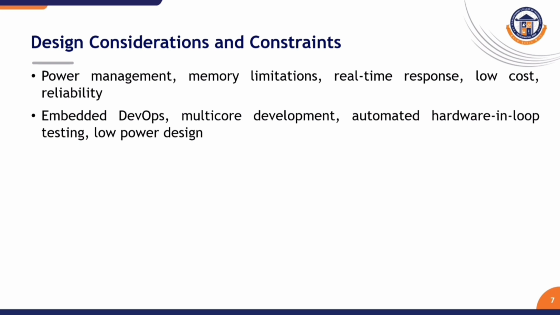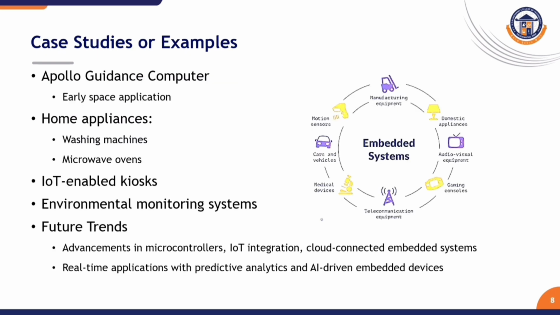Next, we are going to discuss case studies and future trends of embedded systems. Let us briefly look at some examples. Case studies: the Apollo guidance computer, an early space embedded system, home appliances like washing machines and microwave ovens, IoT enabled kiosks, and environmental monitoring systems. If you go into future trends, we have advanced microcontrollers, IoT integrated embedded systems, cloud connected embedded systems, real-time systems with predictive analysis, and AI driven embedded devices. So these are the things that we have developed so far in embedded systems.